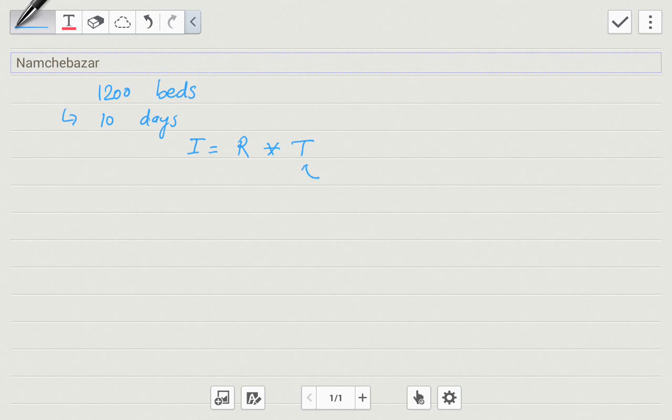The time is easy to see, it's 10 days, right? Rate is what we are interested in, right? It might not be obvious to think of the bed numbers as the inventory, but if we know that's how many climbers are there in the town at any given time, on average the inventory is 1,200. So R is 1,200 divided by 10, which is 120 climbers per day.